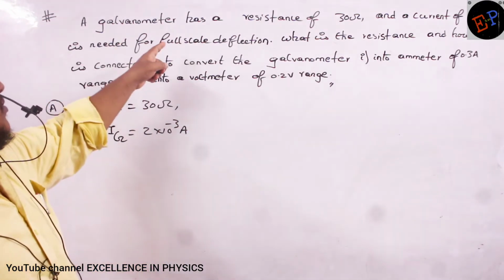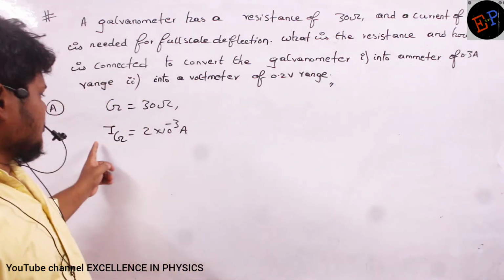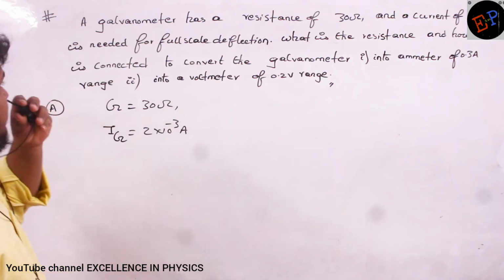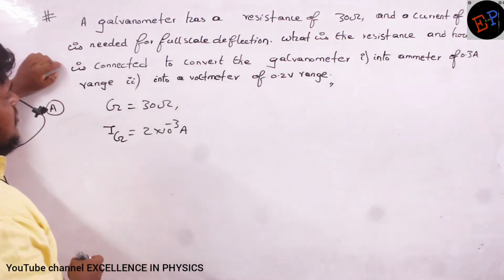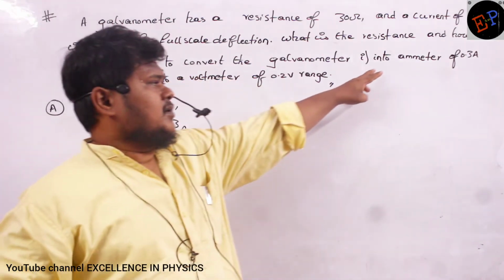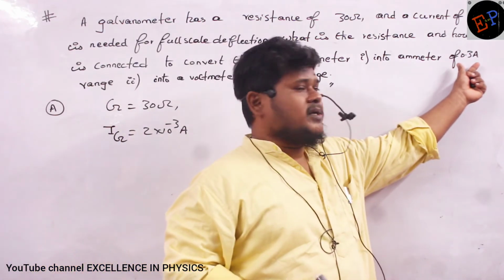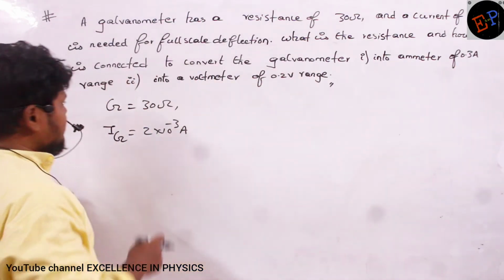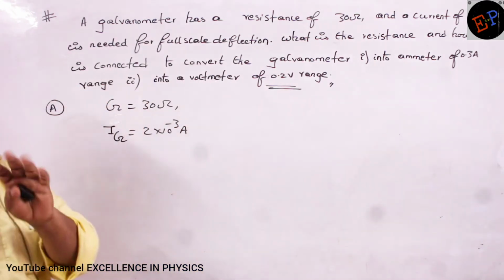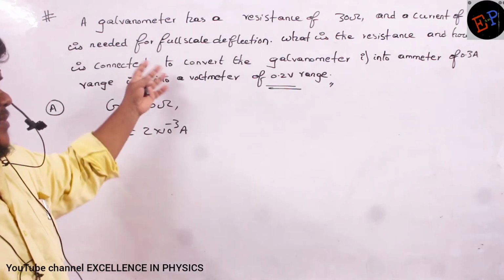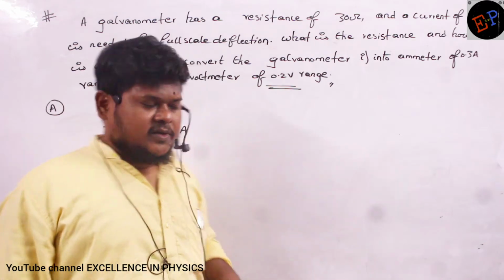Full scale deflection means the maximum current where the galvanometer can function. That value is given as 2 into 10 power minus 3 amperes. The question is, what is the resistance and how is it connected to convert the galvanometer? First condition: convert it into an ammeter of range 0.3 amperes. Second condition: convert the same galvanometer into a voltmeter of range 0.2 volts. Yesterday we studied that the same galvanometer can be converted into an ammeter or a voltmeter.